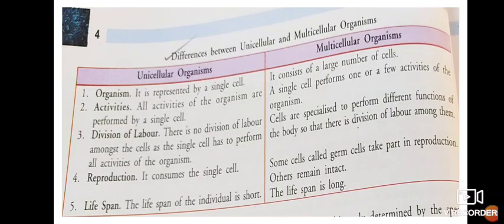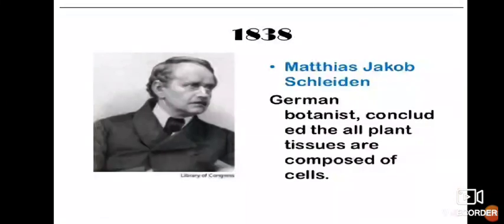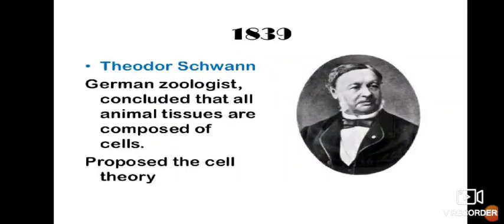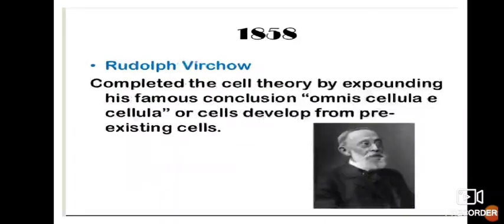Now, cells could be unicellular or multicellular. These are the differences between unicellular and multicellular organisms. In 1838, Matthias Schleiden, a German botanist, concluded that all plant tissues are composed of cells. In 1839, Theodor Schwann, a German zoologist, concluded that all animal tissues are composed of cells. In 1858, Rudolf Virchow completed the cell theory.